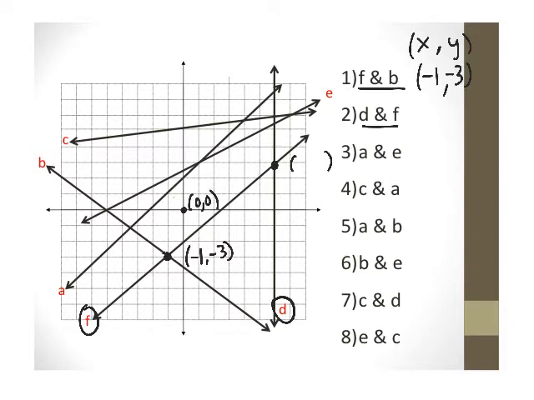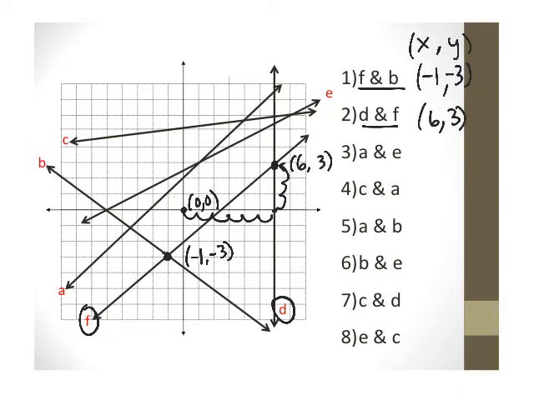We're going to move to the right however many spaces until we get to here. So 1, 2, 3, 4, 5, 6. So the first number is going to be 6. Okay? And then we have to move how many spaces up to get to that point? So 1, 2, 3. So it's 6, 3.